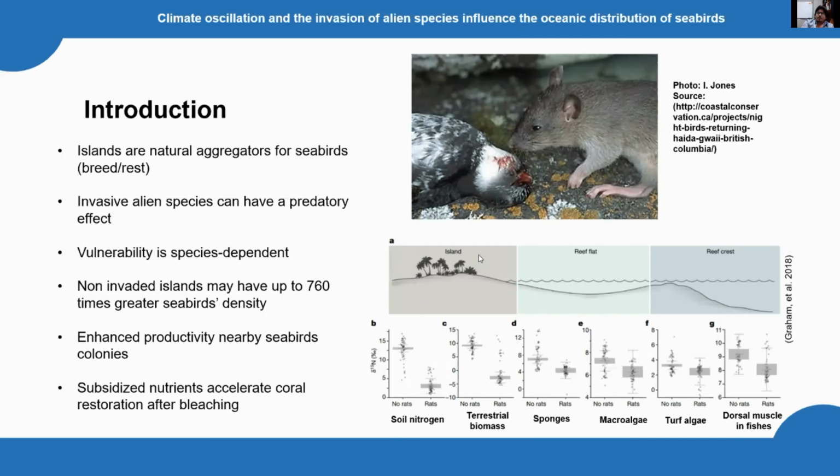another important thing of seabird colonies: when there are no invasive species, or a small amount of invasive species that predate on seabirds, the areas surrounding these islands are more productive, and the density of seabirds can be up to 760 times greater than on islands where seabirds are decimated by rats. So basically, it's important to understand that seabird populations enhance productivity, and when they are impacted by invasive species and by climate oscillations, there may be effects on these areas.